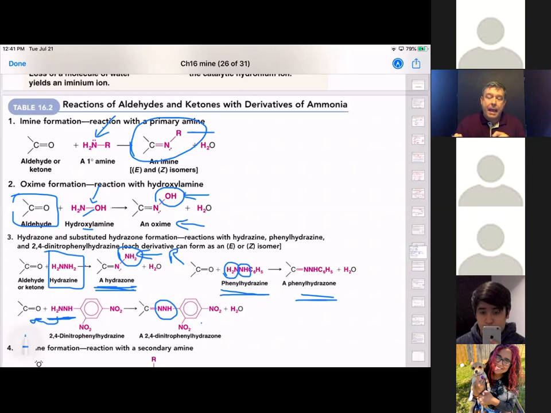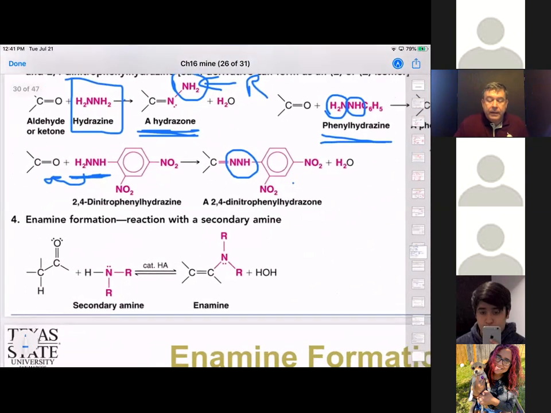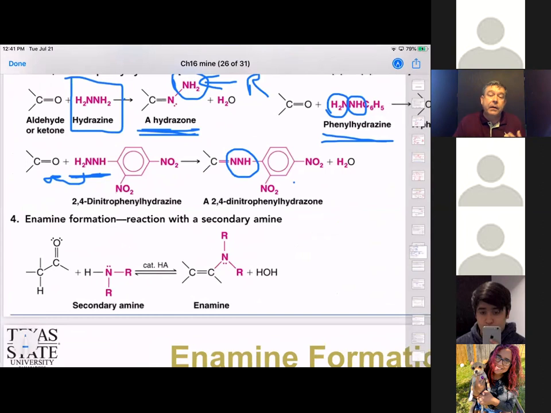What if you don't have that second hydrogen? If you don't have that second hydrogen, you can still do the original nucleophilic addition, but it creates a slightly different product. So I'll pull this up. In the case of having a secondary amine, you can only remove one hydrogen from that nitrogen. You cannot form the nitrogen-carbon double bond.